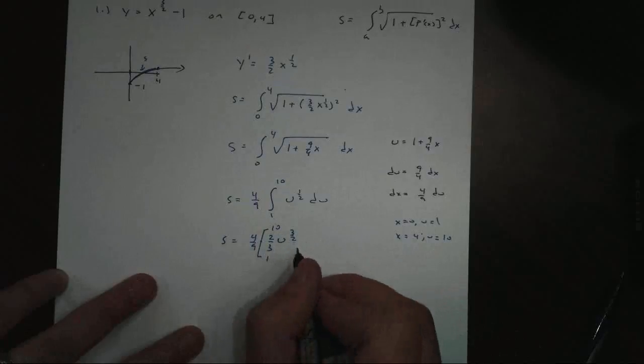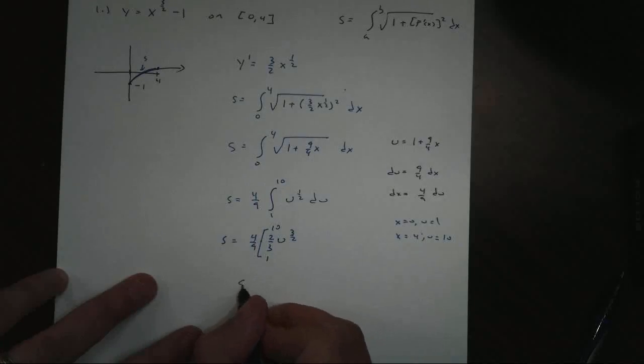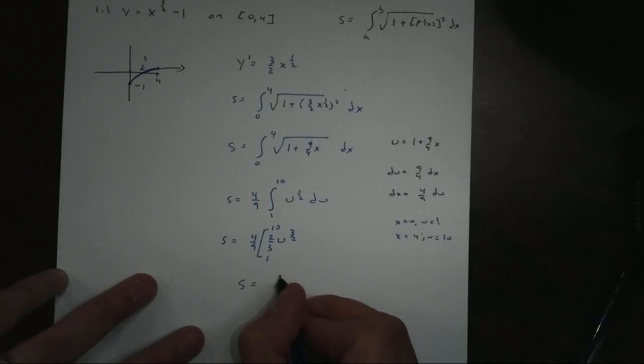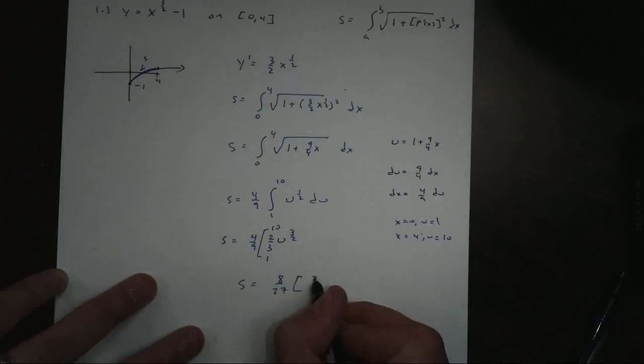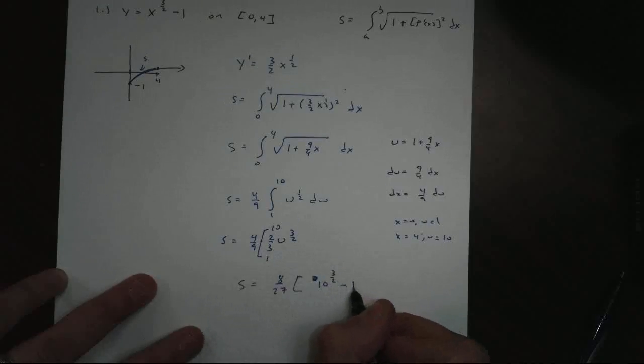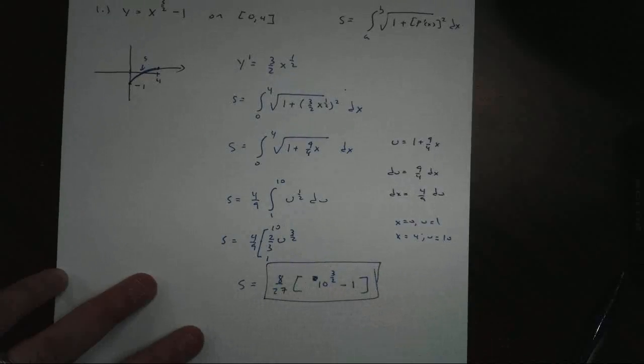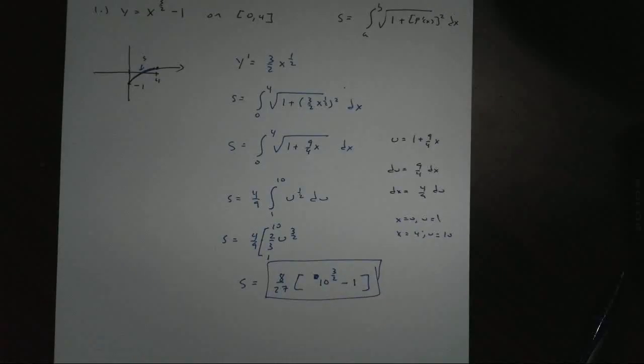And if we just use the FTC here, the arc length, if I bring out the 2/3, I'm going to get 8 over 27. Plug in 10, I get 10 to the 3/2 minus, plug in the 1, I get 1. And I don't know what that is, so I'm just going to go ahead and leave it. And there's our arc length right there. Very easy to do these.